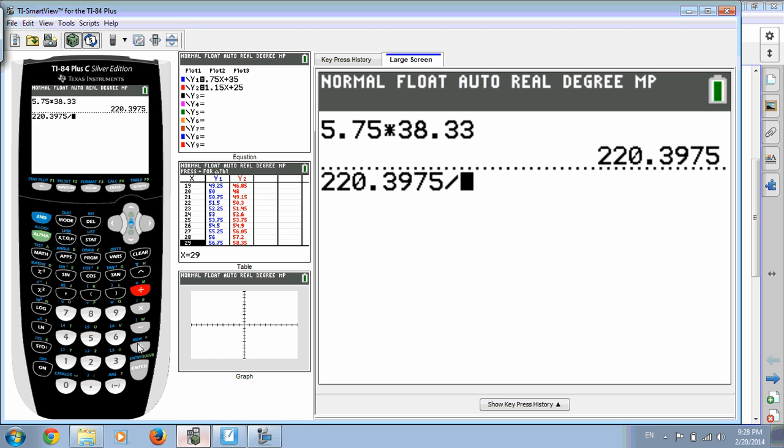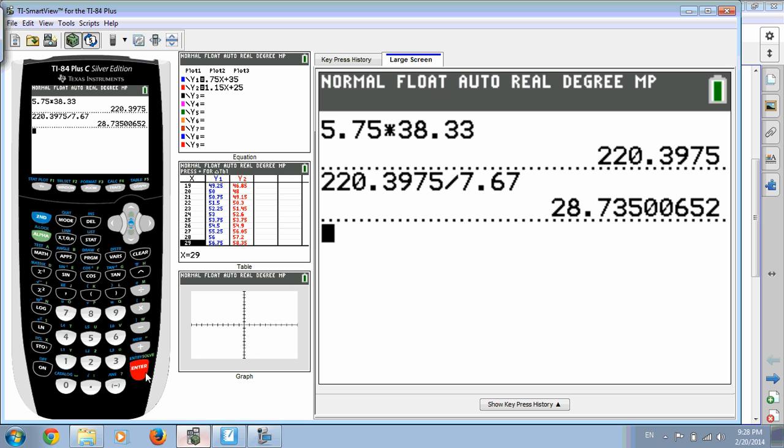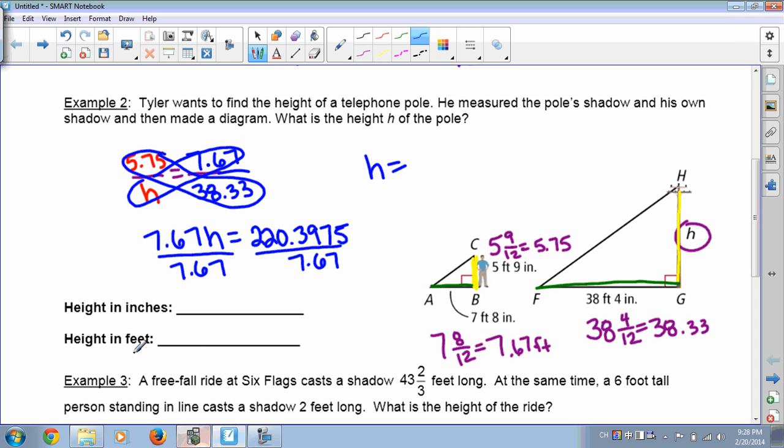220.3975 divided by, let's see what I divide, 7.67 will give us, so it's going to be about 28.74 feet. And notice we need to figure out in inches and feet, and we just got our feet answer, 28.74.